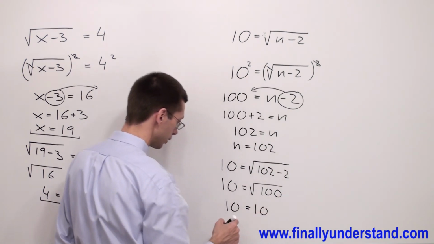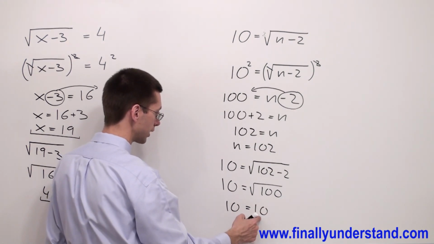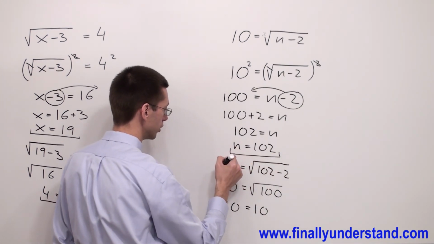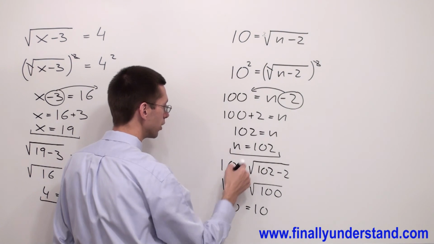And as you can see, the left side is equal to the right side. So this is the solution to my problem. N is equal to 102.